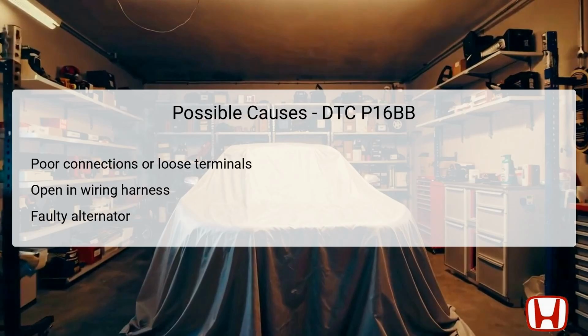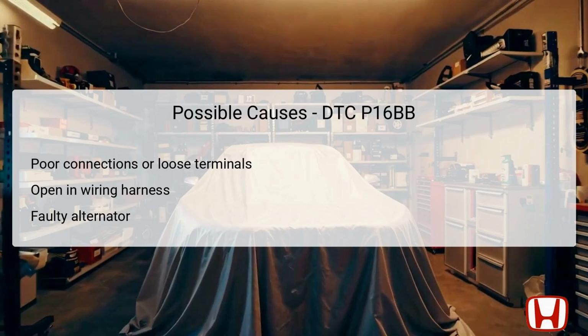There are several potential causes for the DTC P16BB. First, poor connections or loose terminals can disrupt the flow of electrical current from the alternator to the battery and other electronics. Such issues are commonly found at critical junctions like the alternator and the underhood fuse relay box, where vibrational forces may cause connections to loosen over time.